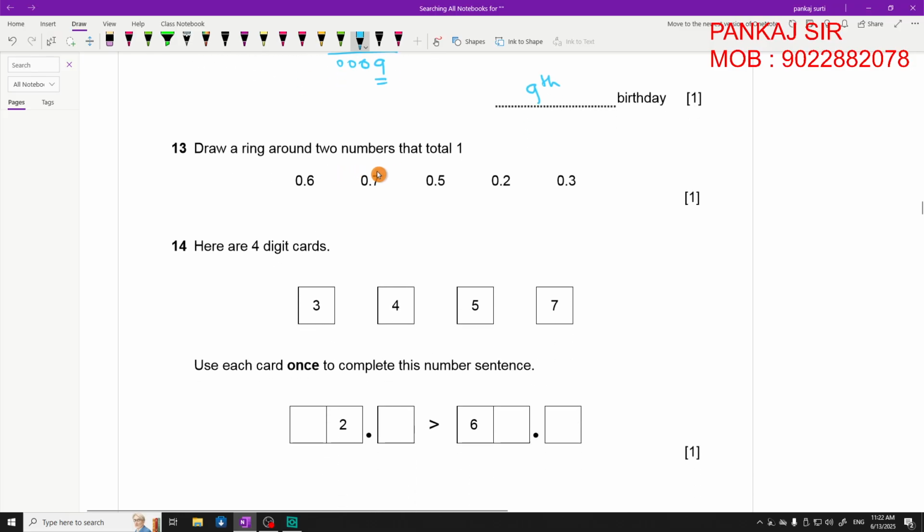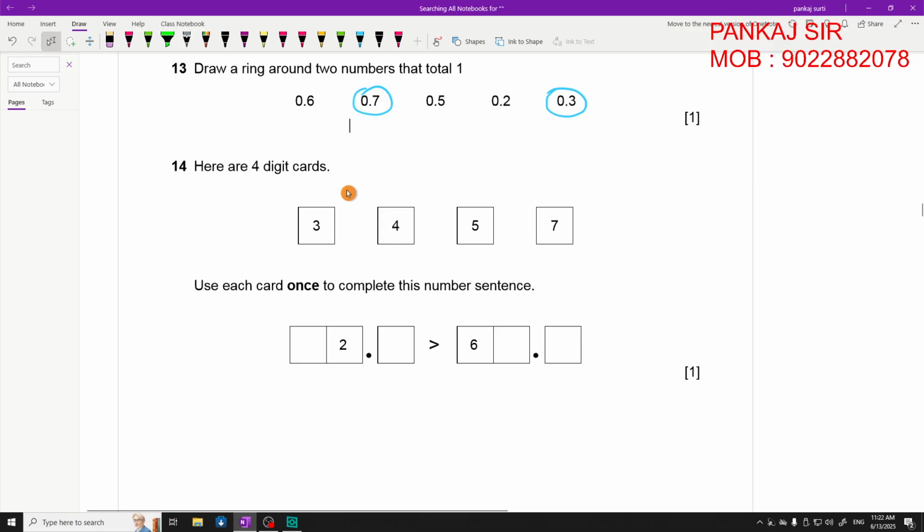Now, draw a ring around two numbers that total 1. Now 0.6 and 0.7 will total more than 1. I think two numbers you have to ring. So let me take 0.3 as one number and 0.7 as another number. When you add these two, you will get the answer as 1. So that's the answer.